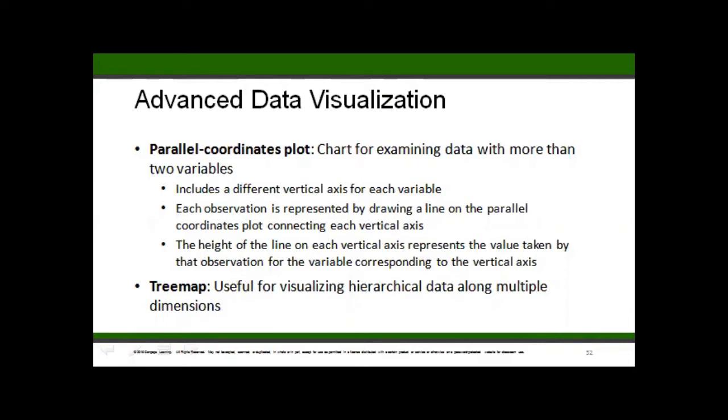The height of the line on each vertical axis represents the value taken by that observation for the variable corresponding to the vertical axis. The tree map is useful for visualizing hierarchical data along multiple dimensions.